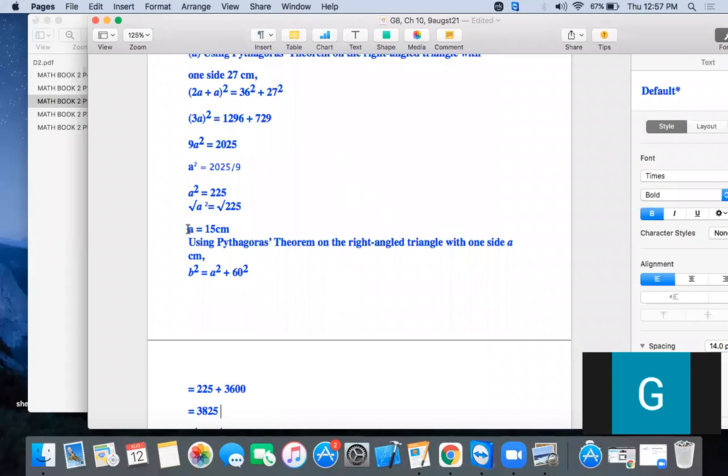The value of A we have found, that is 15 centimeters. So by using Pythagoras theorem with the right angle triangle with one side A, this is a descriptive line. Now the formula is hypotenuse square is equal to opposite side square plus base square. So what is the hypotenuse? Hypotenuse is B centimeter, as given.